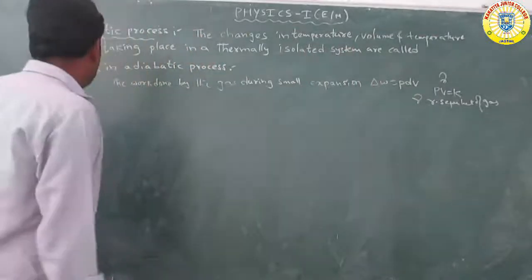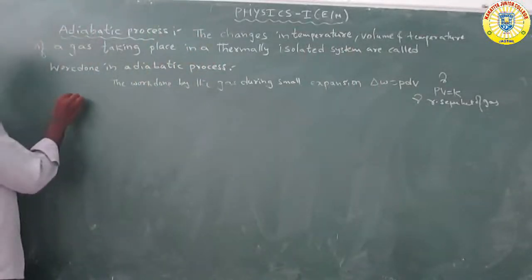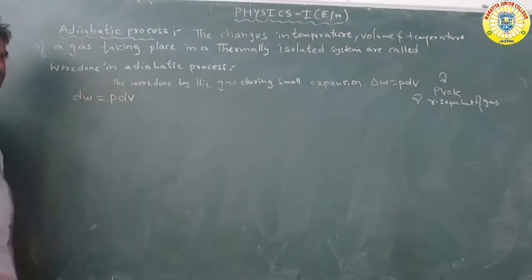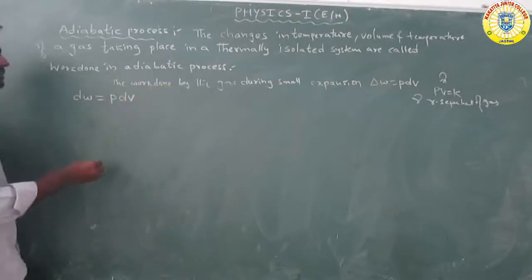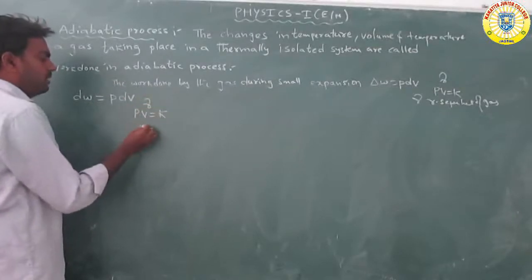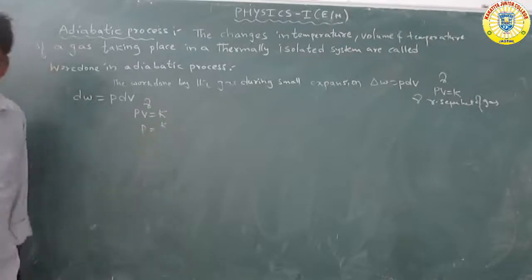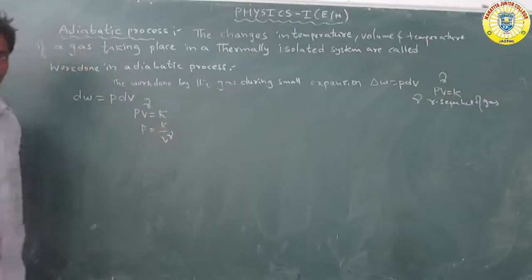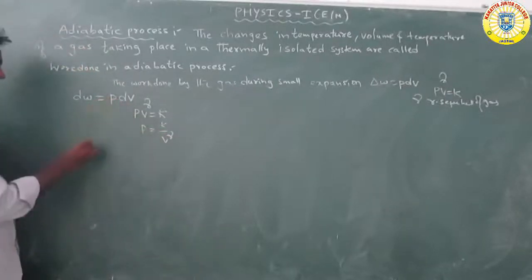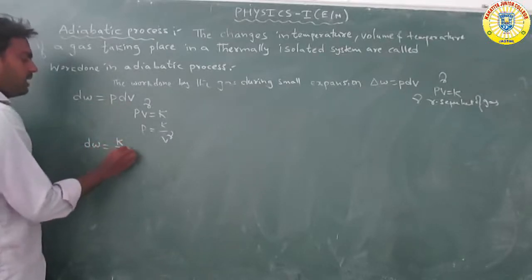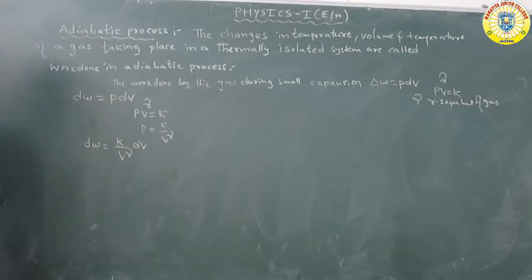So delta W or dW is equal to P dV. Since PV to the power of gamma is constant, P is equal to K by V to the power of gamma. Now substituting in the equation, dW is equal to K by V to the power of gamma dV.